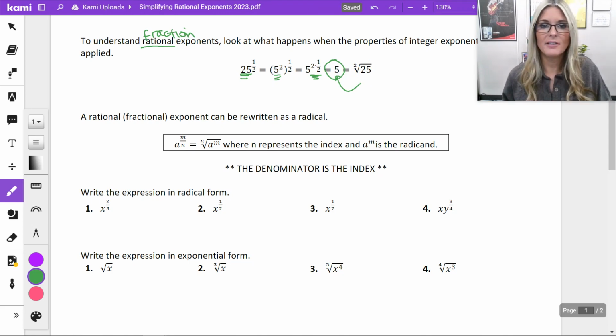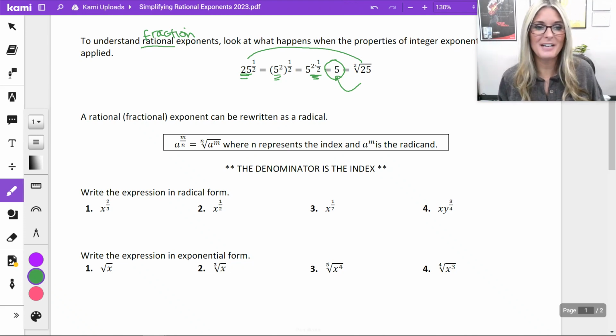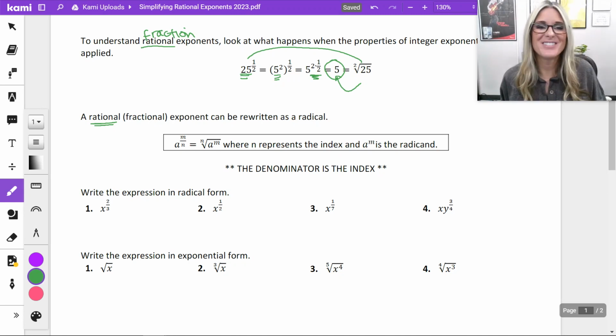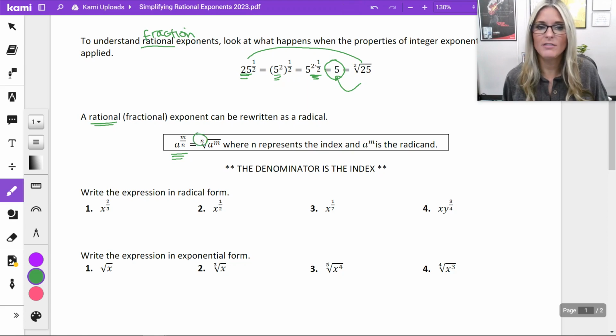Okay, so pulling that together, let's look at those far ends there. 25 raised to the 1/2, therefore, should be equal to the square root of 25, right? Okay, so let's look at the definition, the rule down here. A rational or fraction exponent can be rewritten as a radical: square root, cube root, nth root. So if I have a raised to the m over n, some kind of fraction, then it will be equivalent to the nth root of a to the m, where n represents the index, and a to the m is the radicand.